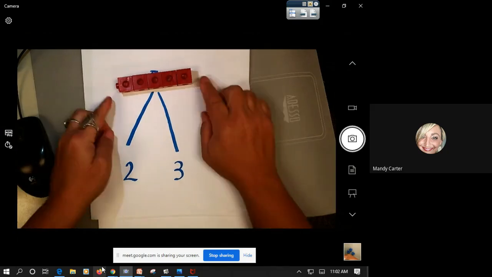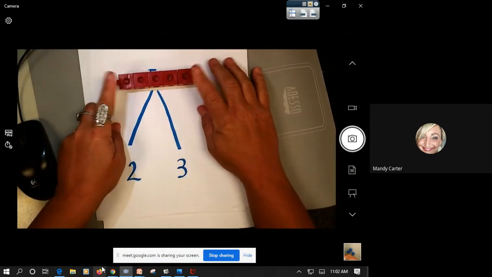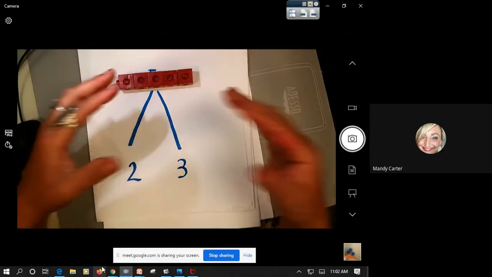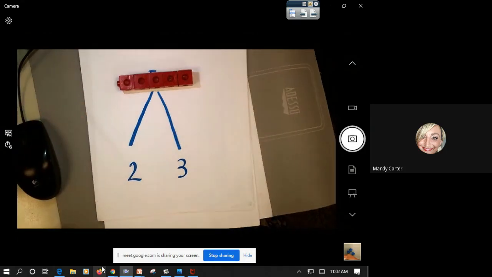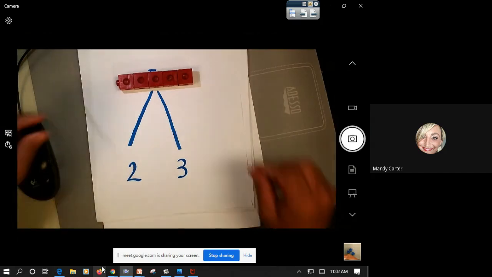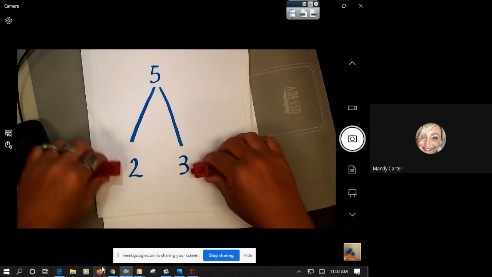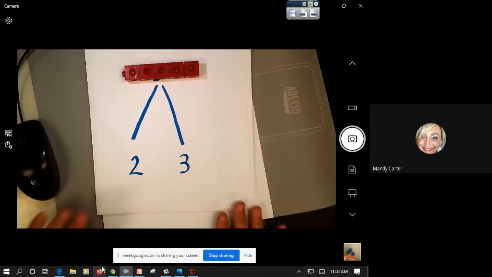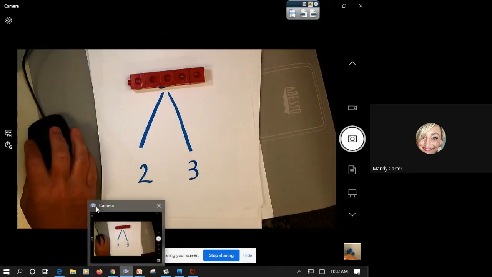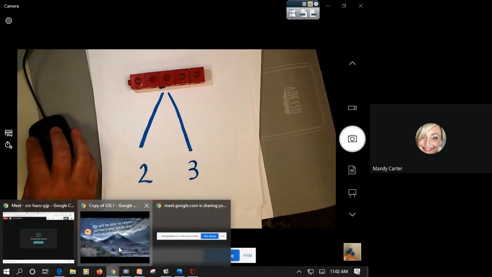So when we're looking at partners, I want you to think about breaking numbers apart, because we know in math we can put numbers together and we can take numbers apart. We can compose or we can decompose. So if we have 2, we have 3 over here, and put the partners back together and we have the total. So I'll go back to my slide now and show that to you on this.